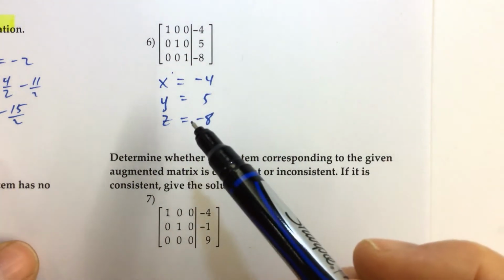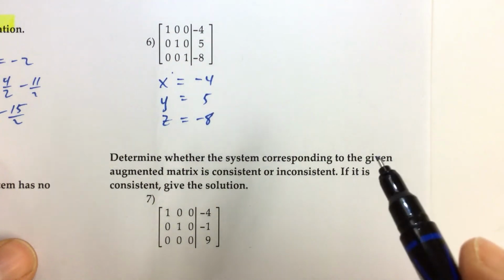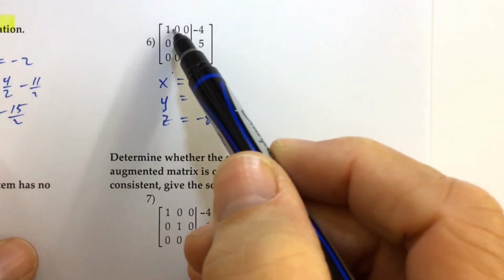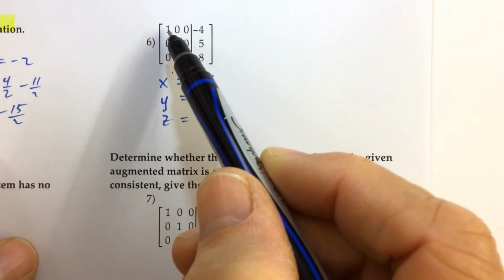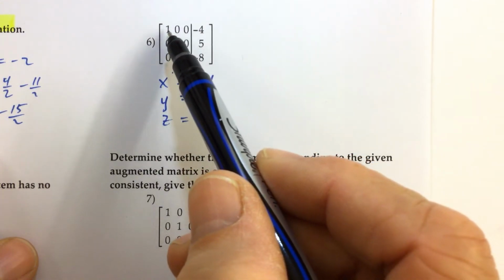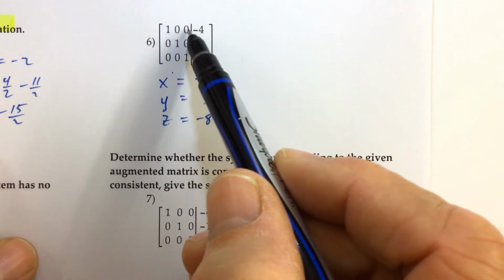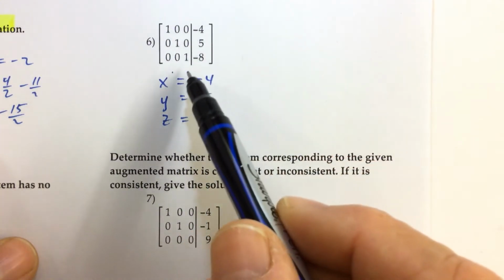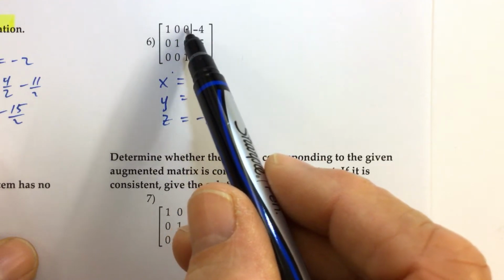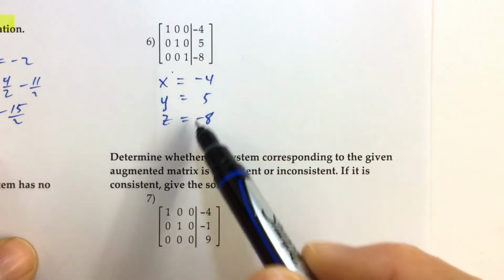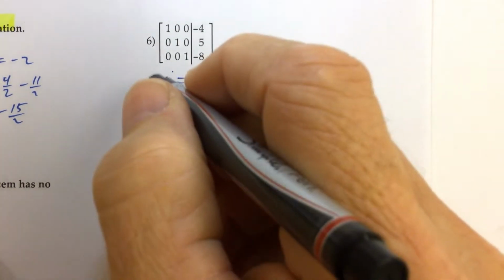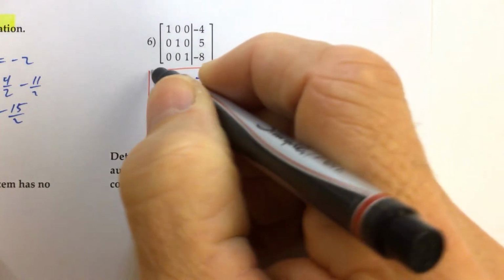In problem 6, just like in problem number 5, we're just writing the system of equations associated with the augmented matrix. And so I just wanted to show you that if we see 1, 0, 0, negative 4, you don't have to write x plus 0y plus 0z equals negative 4. You can just leave out any of the variables associated with the coefficient of 0. So that's how we would write the system of equations associated with the augmented matrix.